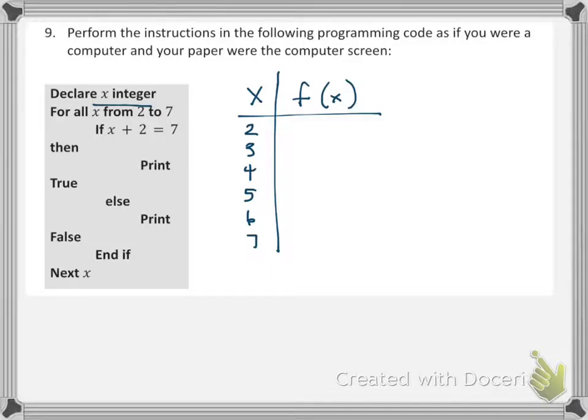Let's see. We've got, if x is 2, we get 2 plus 2 is 4. Does 4 equal 7? No, that's a false. If x is 3, that's 3 plus 2 equals 5. Does 5 equal 7? No, false. Let's put a 4 in. 6 equals 7. False. Put a 5 in. 7 equals 7. True, that's our only one. 6 plus 2 would be 8. False. 7 plus 2 would be 9. False. So that's the printout. False, false, false, true, false, false.